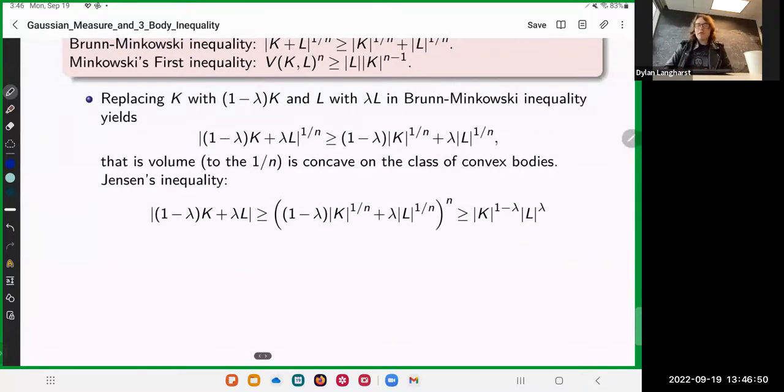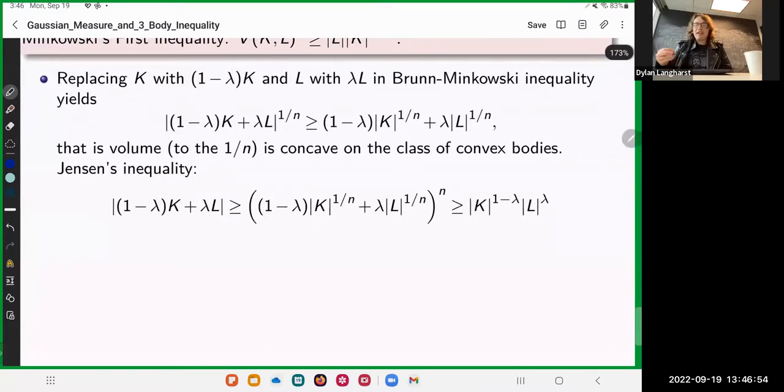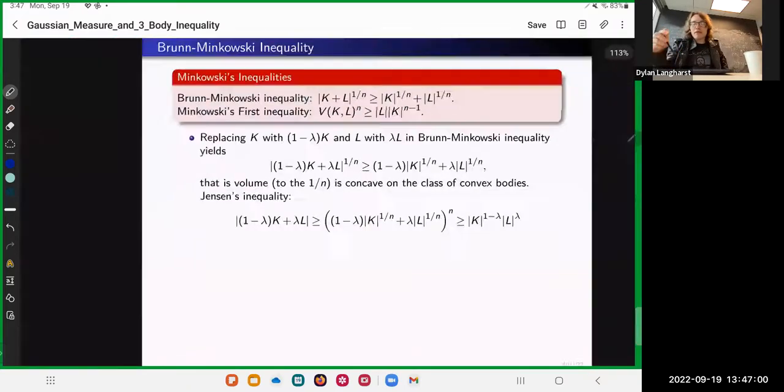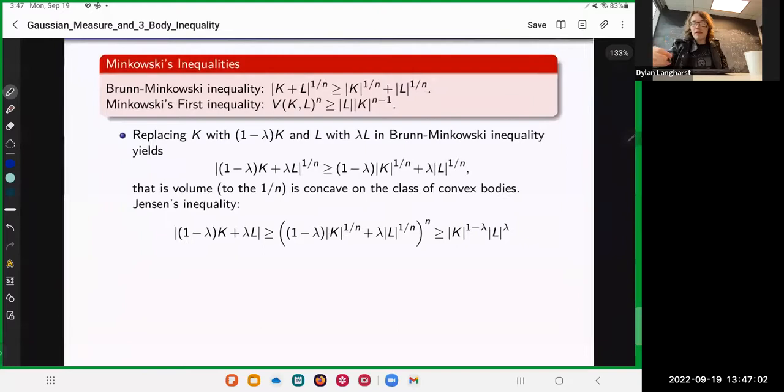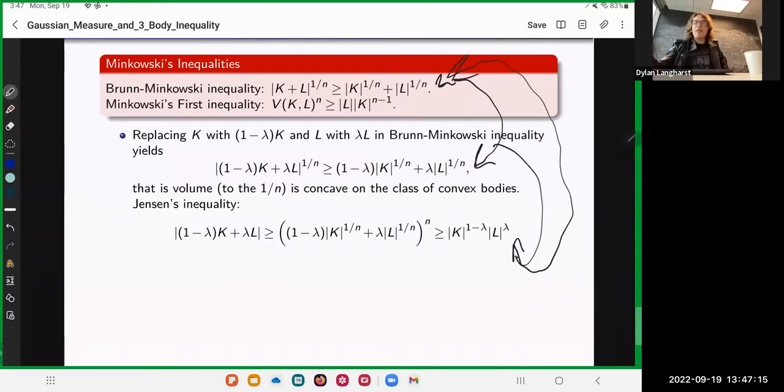Moreover, if I raise both sides to the n and then use Jensen's inequality, I get that volume is what's called log concave. And what's absolutely amazing is, we started here, let's zoom out, at this version of Brunn-Minkowski, we went to here using homogeneity, and then we went to this version using Jensen's. And what's absolutely amazing is that the loop actually completes and that they're all equivalent.